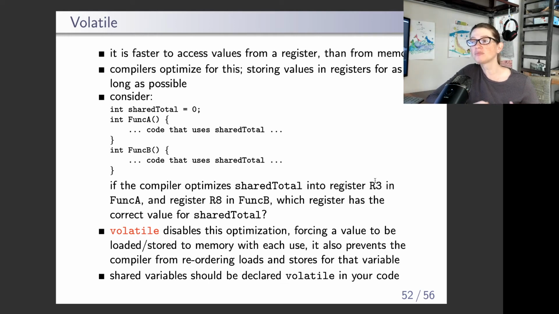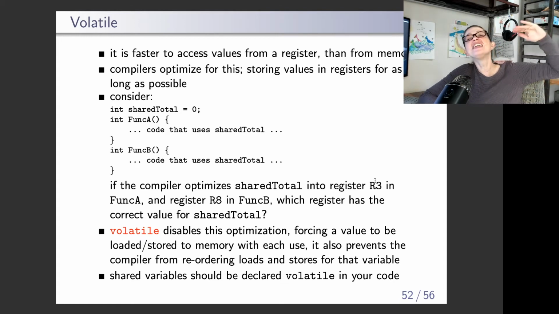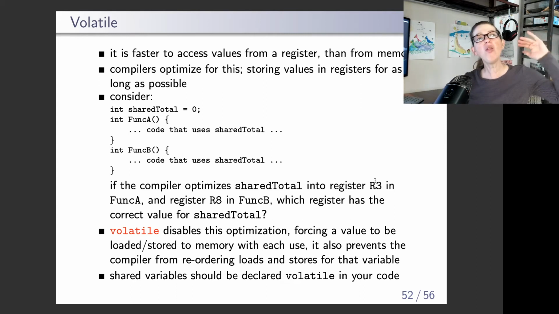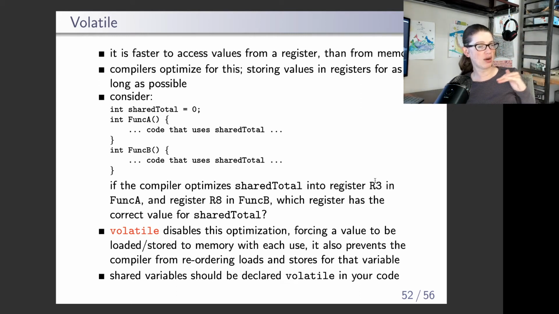And so this concept of register allocation, we're actually going to look at the code and we're going to try to figure out, okay, can I keep these variables in registers? And for how long can I keep each variable in a register? So if you look at this little bit of code here, we have two functions that are going to make use of shared total.